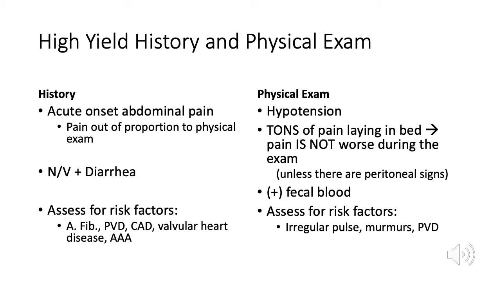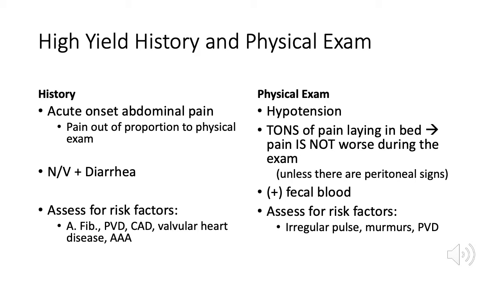You'll also want to ask about nausea and vomiting and diarrhea because these are often present in mesenteric ischemia. Finally, on history, you'll want to assess for important risk factors in the patient's past medical history. AFib, peripheral vascular disease, coronary artery disease, valvular heart disease, and AAA all point to different types and different etiologies of mesenteric ischemia. On physical exam, you will want to look for hypotension.